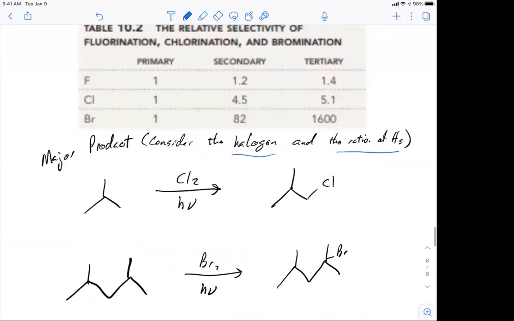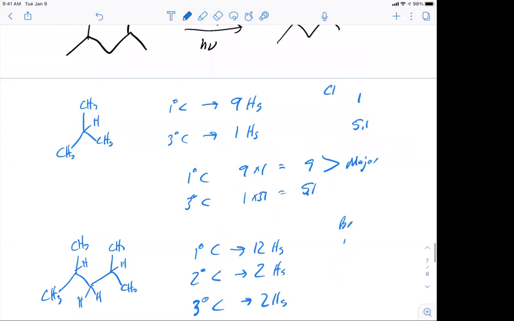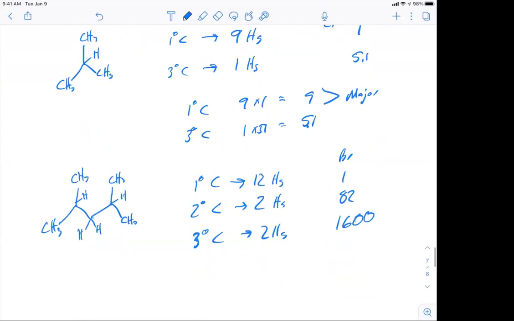But this is a bromine, right? So if we look at our bromine ratios, what do I need? Do I need to know the exact numbers? Not really, because I just need to know it's really big, right? So I have 1, 82, and 1600. In the bromide case, are the 12, 2, and 2 really going to make a huge difference? No, right? Because this is so much bigger than the rest. It's so selective that the tertiary is going to be my favorite product.